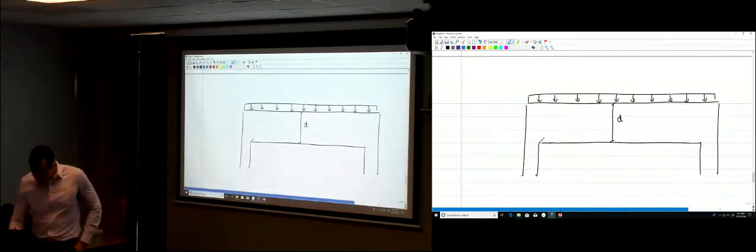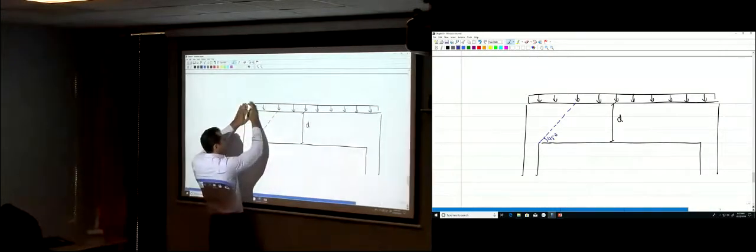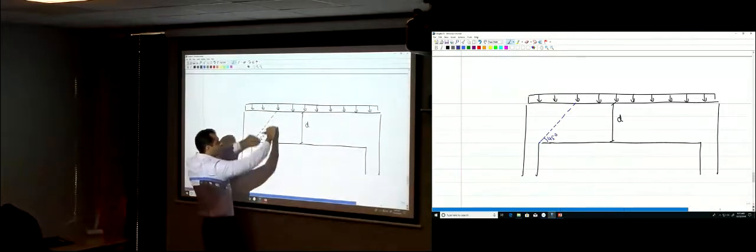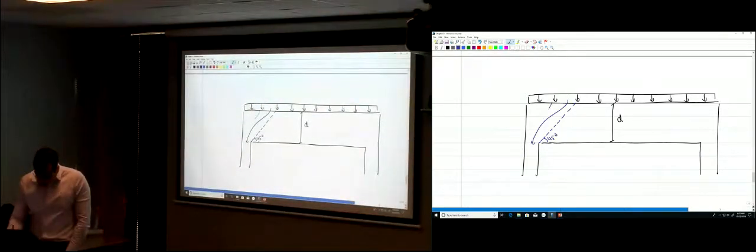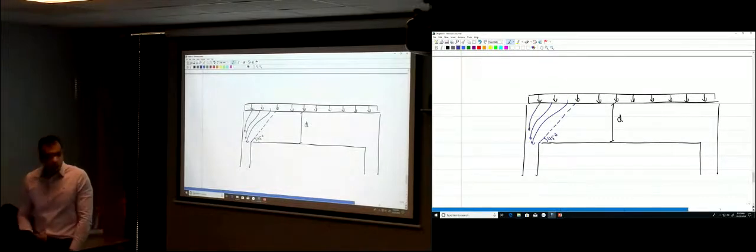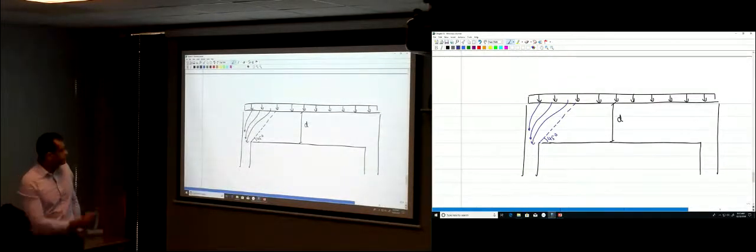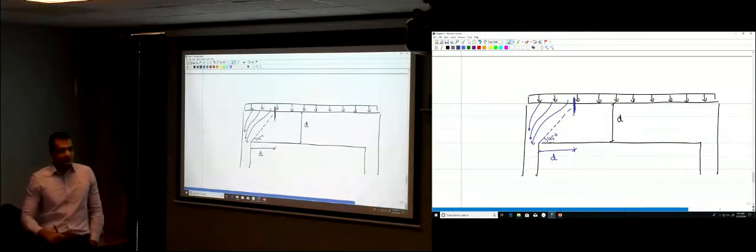By experiment, if you draw a line at 45 degrees here, this part of the load will just go to the column right away. It will not cause shear in the beam. So this load just travels to the column right away without providing any shear in the beam. So if this is 45 degrees, this is d, so this width is d. So you actually have to calculate the shear here at a distance d.